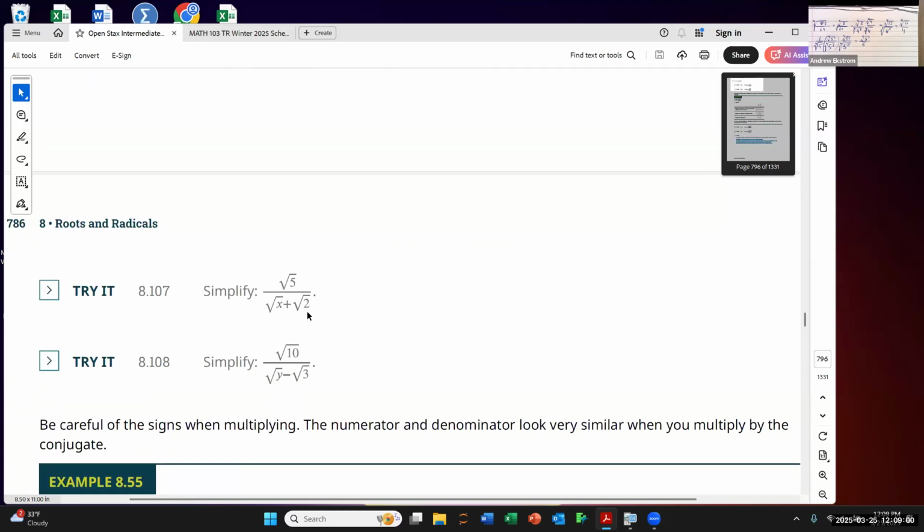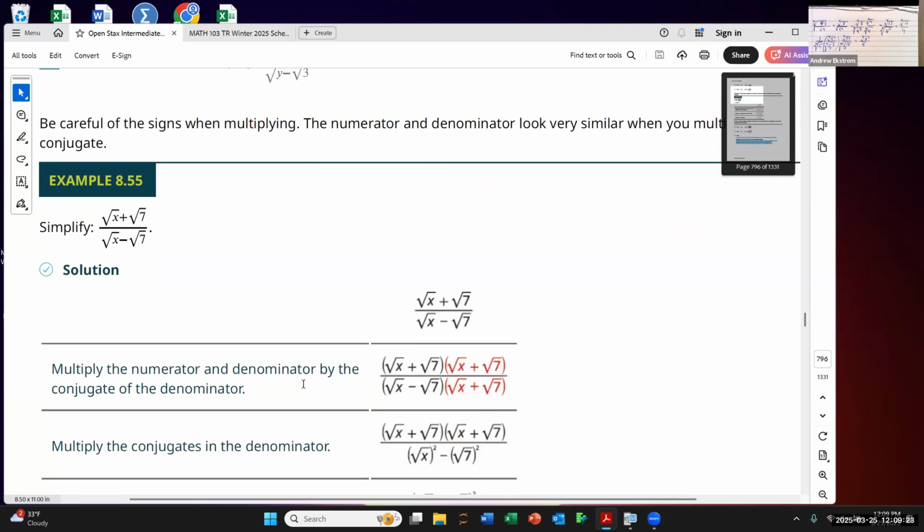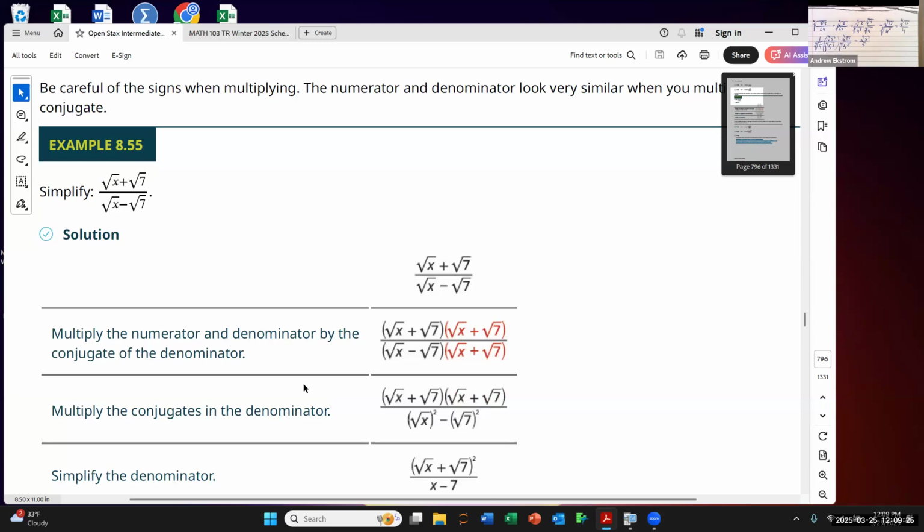So here, multiply numerator and denominator by square root of x minus square root of 2. For this one, multiply the numerator and denominator by square root of y plus square root of 3. The new denominator here is going to be x plus 2. The new denominator here will be y minus 3. And then it gets crazy.